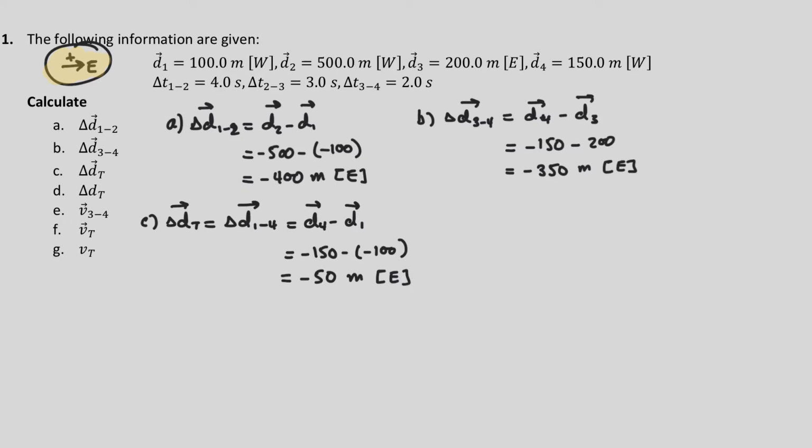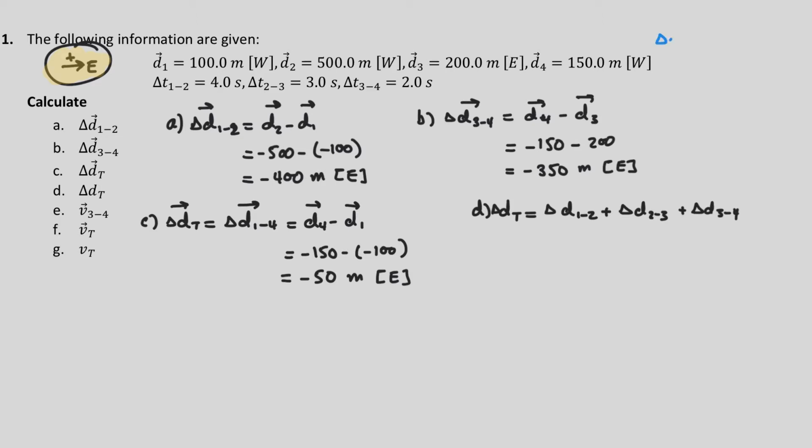Next, for part D, I'm asked to find the total distance. For the total distance, I will need the distance 1 to 2 traveled, plus the distance 2 to 3 traveled, plus the distance 3 to 4 traveled. Now, I have the displacement 1 to 2, so the distance from 1 to 2 is 400. 2 to 3 I don't have, I need to do that calculation, and 3 to 4 is 350. So I'm going to do that separately, just up here.